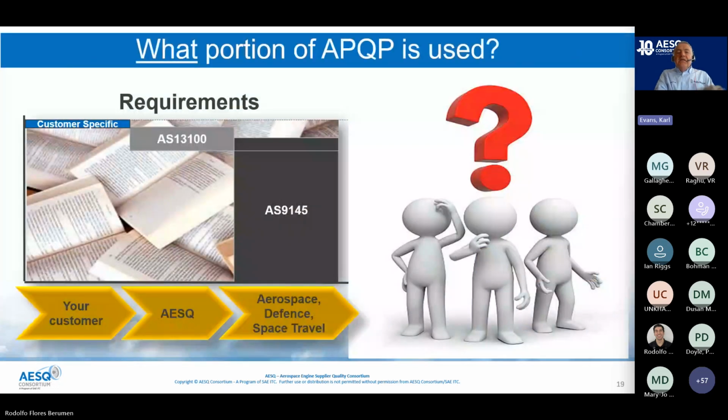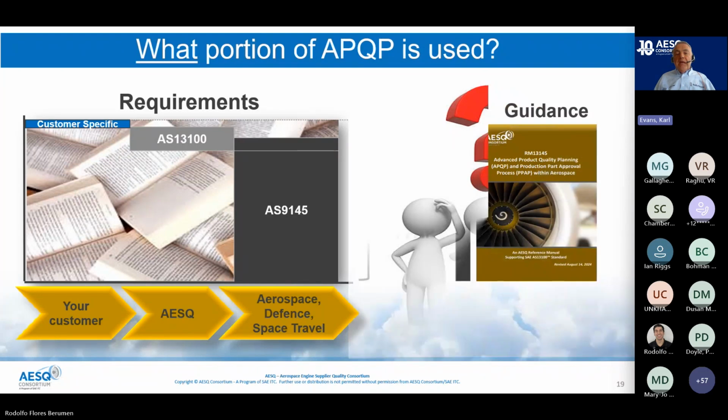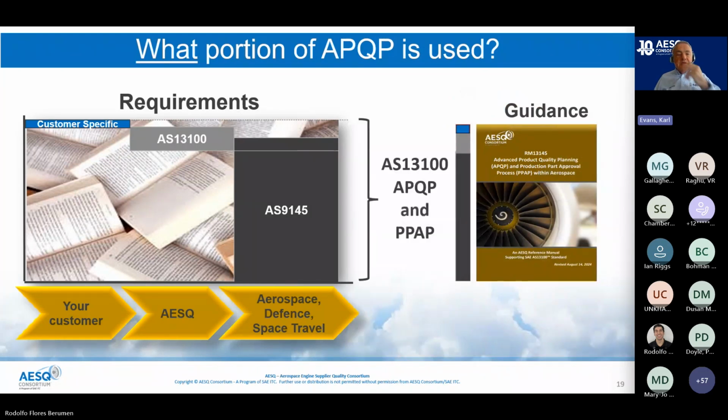So let's just take a moment and start dismantling what all these requirements actually are, if you were to look at them through the lens of AS 13100 and APQP. What are we asking for? We're asking first of all for AS 9145 requirements to be complied with. And then within AS 13100, there is a small amount of additions that are added just to help APQP and PPAP application within the aero engine business side.